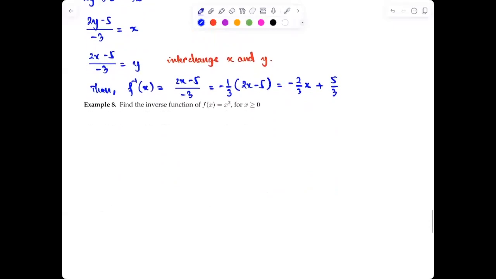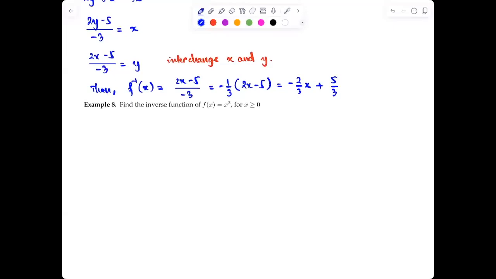Example 8. You want to find the inverse function of f of x equal to x squared for x greater than or equal to 0. So you need the condition x greater than or equal to 0, otherwise it's not going to work. Why is that the case? Here you remember that y equal to x squared is the parabola. The quadratic function graph is the parabola.